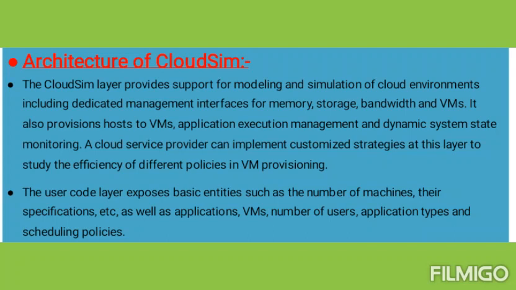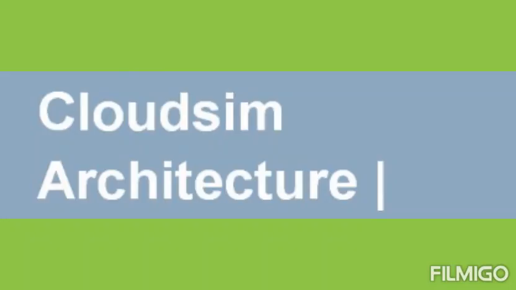But some researchers have described it in 4 layers. According to this architecture of CloudSim, the first layer is the network layer, second is cloud resources, third is cloud services, fourth is user interface. So first is the network layer. This layer of CloudSim has the responsibility to make communication possible between different layers. This layer also identifies how resources in the cloud environment are placed and managed.